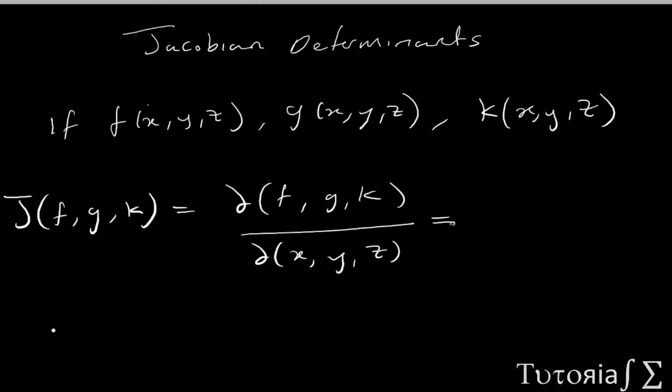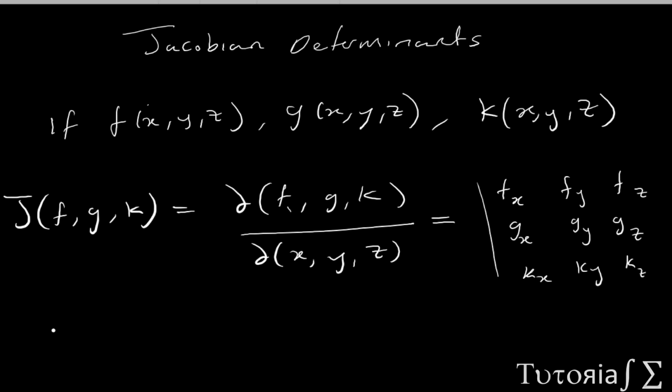So now this is simply equal to the determinant of f with respect to x, f with respect to y, then f with respect to z. So f with respect to all these will be the first row. Then the second row will be g with respect to x, g with respect to y, and g with respect to z. And finally k with respect to x, k with respect to y, and k with respect to z. So this is the Jacobian of f, g, and k.